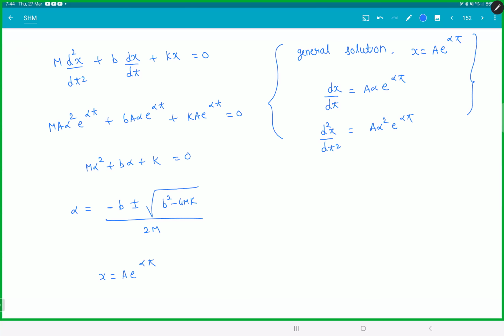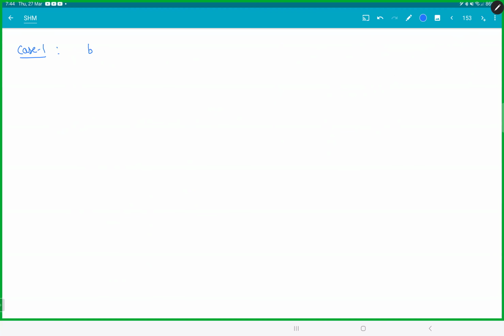So we have three cases now. Case one, for whatever solution that I got, if the roots are real, meaning b square is greater than 4mk, this is the real root. This is called overdamping. Like this, they can ask you questions. What is the condition for overdamping? What do you mean by overdamping? Look at the word. Meaning there is so much resistance, the system doesn't oscillate only.